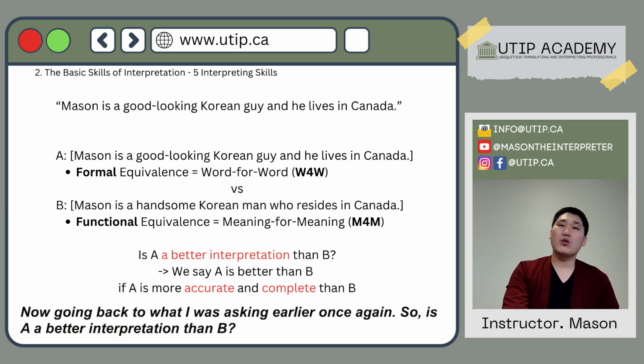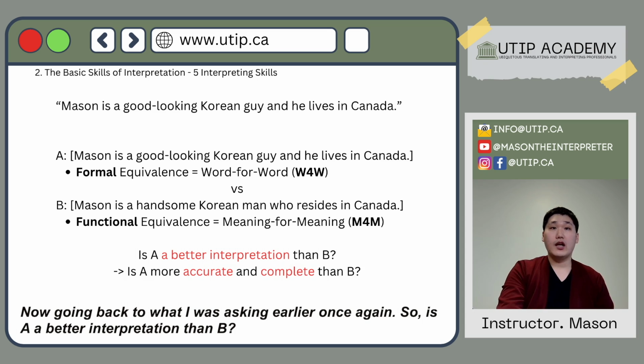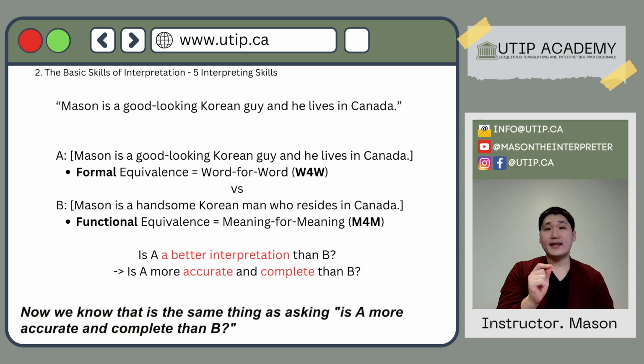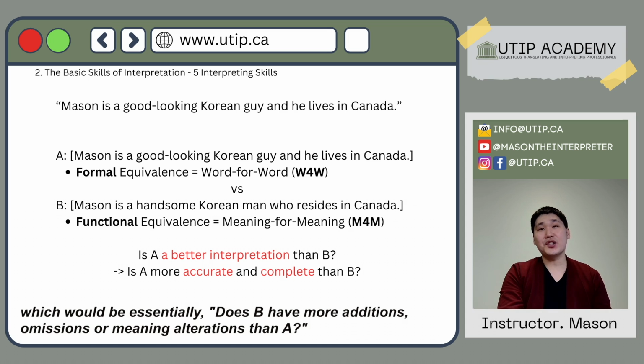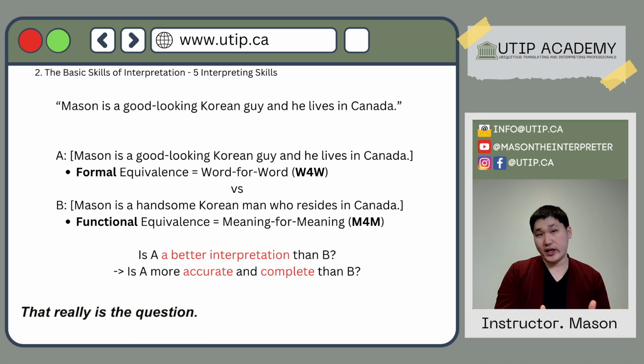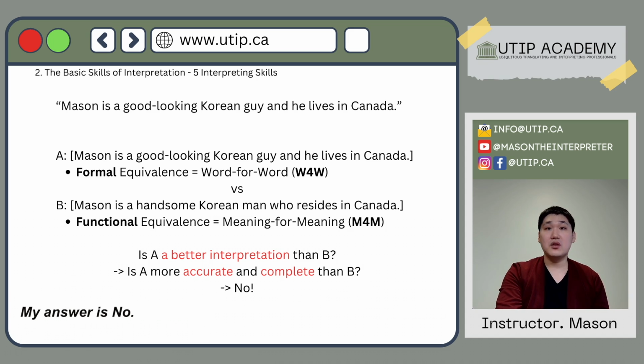Now going back to what I was asking earlier once again, is A a better interpretation than B? Now we know that this is the same thing as asking, is A more accurate and complete than B? Which would be essentially, does B have more additions, omissions, or meaning alterations than A? That really is the question. Then what's your answer? My answer is no.